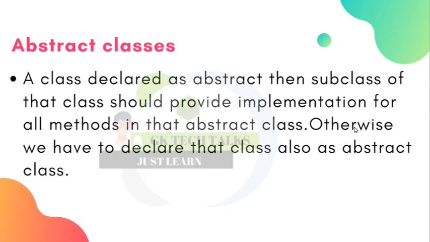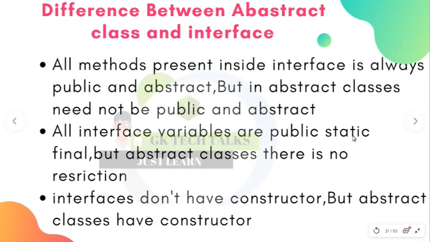So if there is a class having abstract methods, we need to declare that class as abstract. The subclass of that class should provide implementation for all the abstract methods in that class. Suppose it is not able to provide them, then we need to declare that subclass also as abstract. Most of the things are common between abstract classes and interfaces, but there are a few differences. We need to know what the differences between abstract classes and interfaces are.